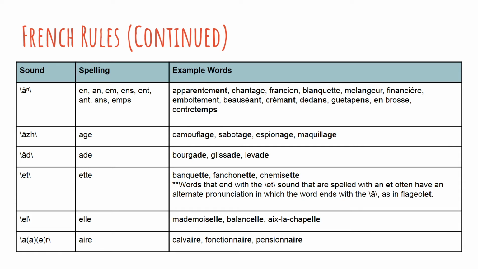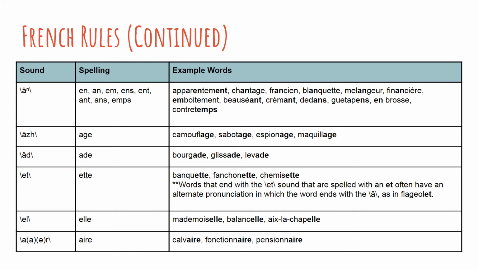Then we have the et sound. The et sound is always going to be spelled E-T-T-E. There's occasionally an E-T, but words that end in E-T usually have an alternate pronunciation in which the word is going to end with the long A sound. So that's one way you can differentiate that. So the et sound is going to be spelled E-T-T-E.